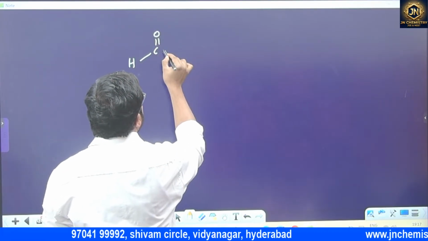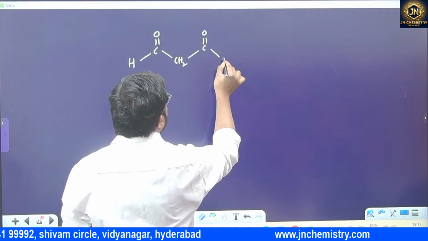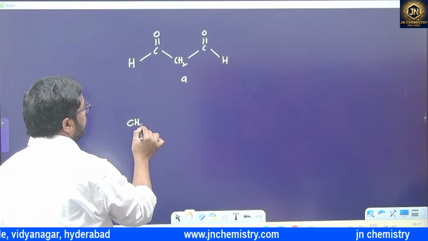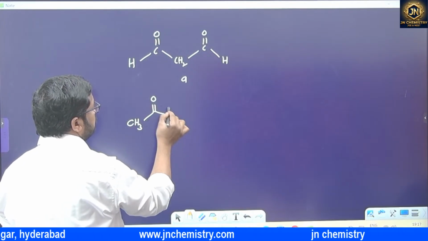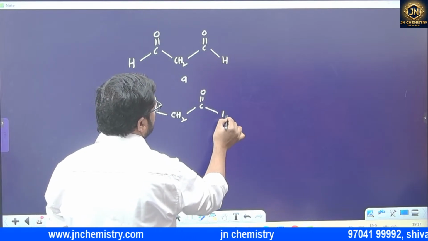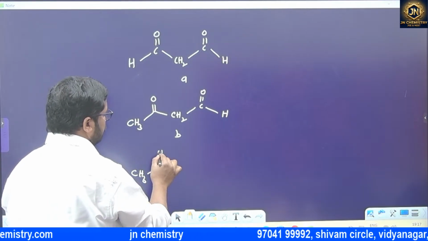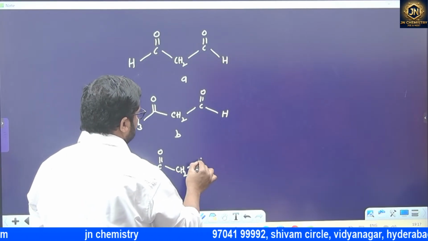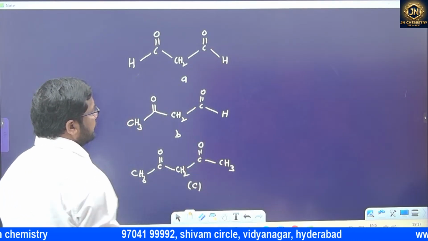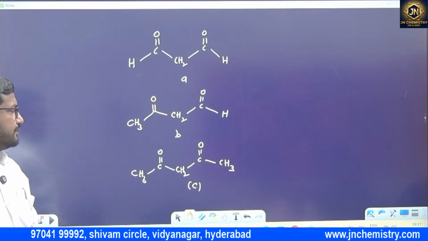Compare these three stabilities. Which enol form is more stable? Option A, option B, yeah, A, B, C, which I am giving. Which enol content is more stable? Compare it, A, B, C.